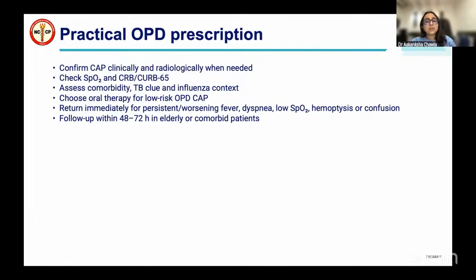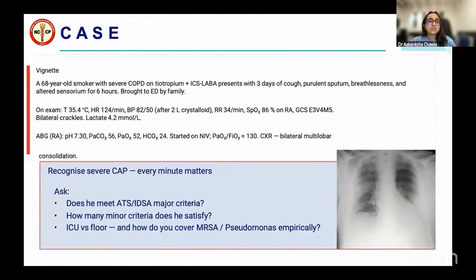You tell your patient when to return if there are any signs like persistent or worsening fever, or he becomes more breathless, starts to desaturate, develops newer symptoms of hemoptysis, or starts getting confused. And you want to do a follow-up within 48 to 72 hours, especially for elderly and comorbid patients. So let's look at another case to further understand the management.